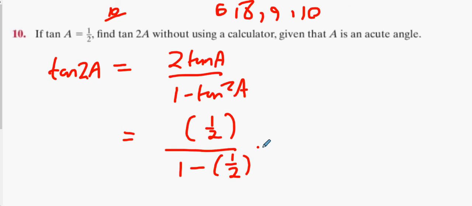And what you get when you put it in to the calculator? What you get? None of you have it done. Somebody got 4/3. Okay.